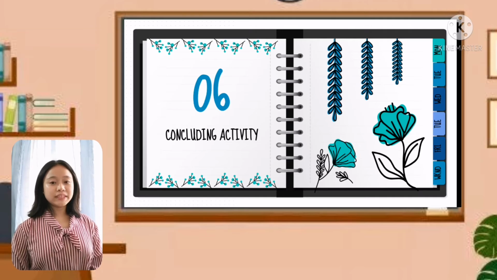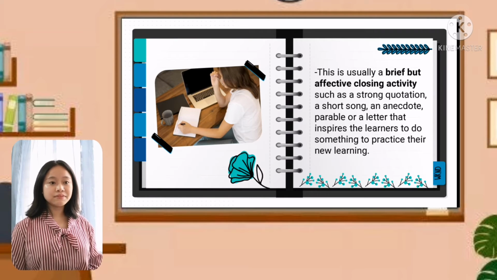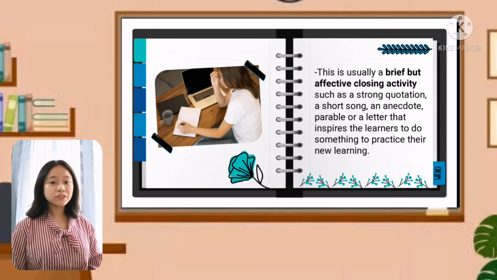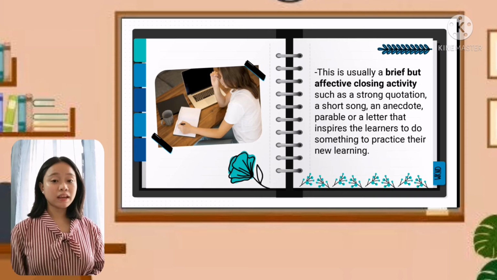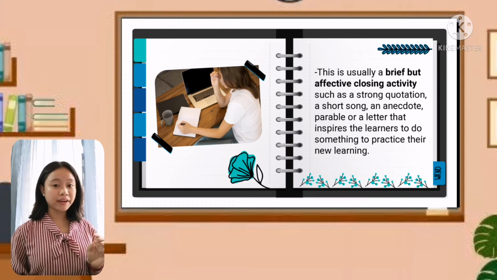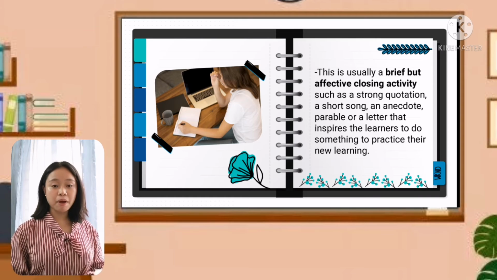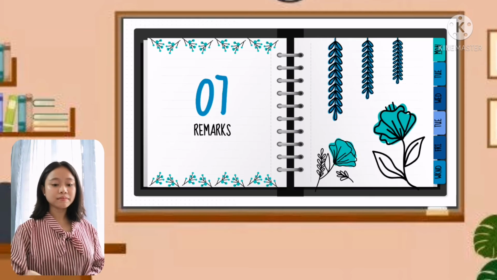Next, we have the concluding activity. This is usually a brief but effective closing activity, such as a strong quote, a short song, an anecdote, a parable, or a letter that inspires the learners to do something to practice their new learning. Its purpose is to leave something in your learners' minds, for them to easily remember the topic even if they are not in school.